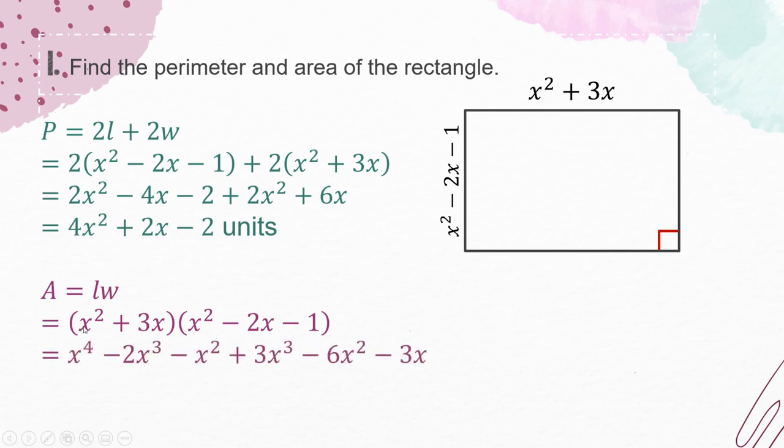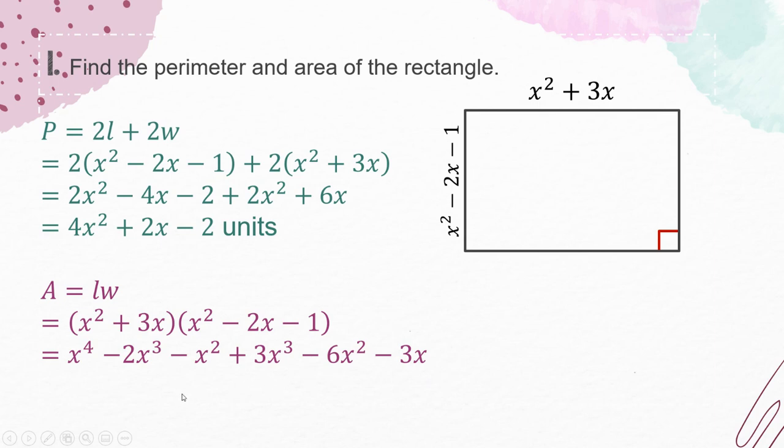So x squared times x squared gives us x to the 4th. Then x squared times minus 2x gives us the minus 2x cubed. And x squared times negative 1 gives us negative x squared. Moving on to distributing 3x. 3x times x squared gives us 3x cubed. 3x times negative 2x gives us minus 6x squared. And then 3x times negative 1 gives us minus 3x.